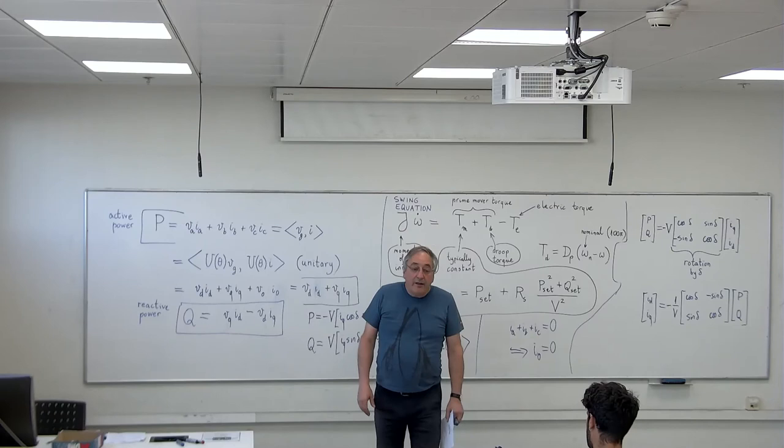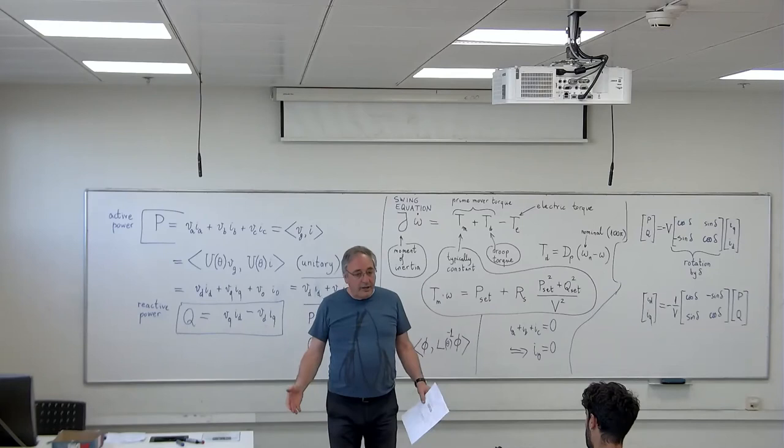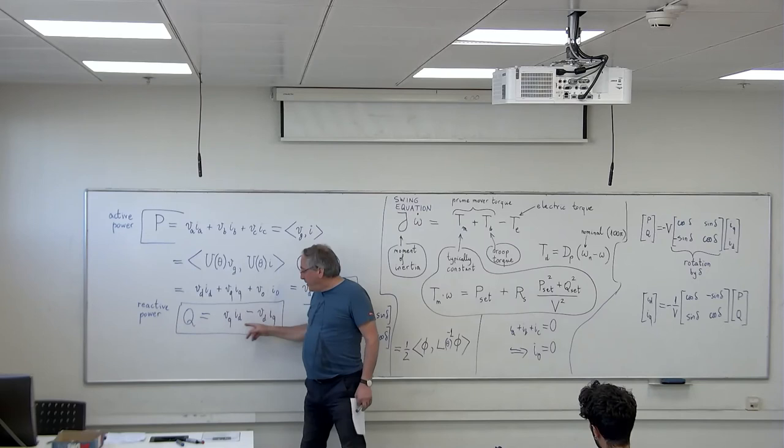In a one-phase network, say, the reactive power can only be defined by averaging over a full period. Then you can compute reactive power because some of the time energy is coming and some of the time energy is going. But in a three-phase network, you see that the reactive power is an instantaneous variable.